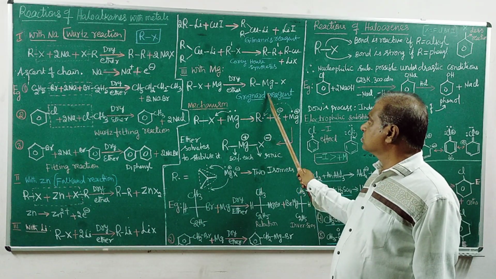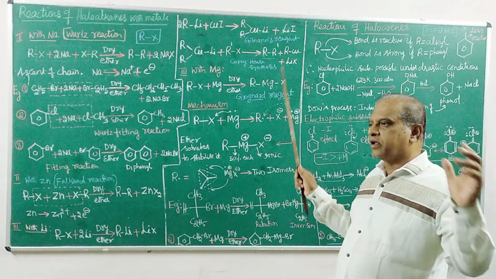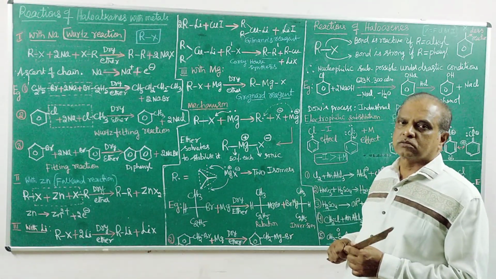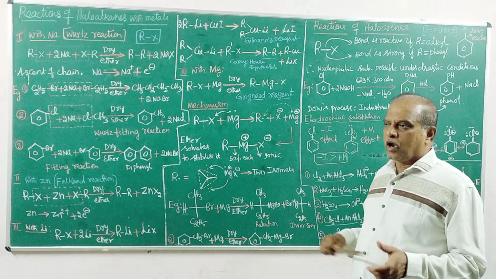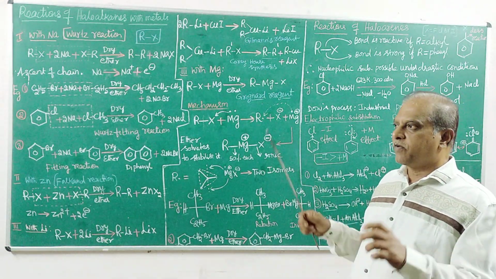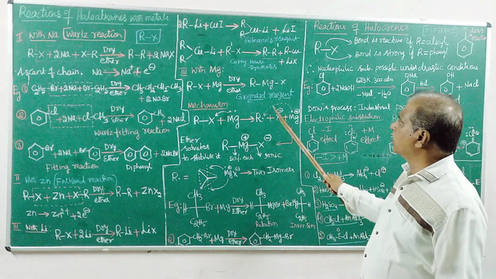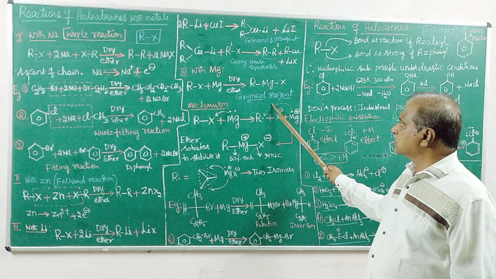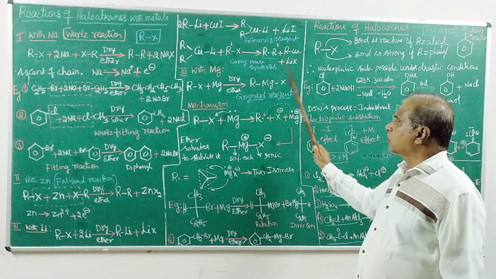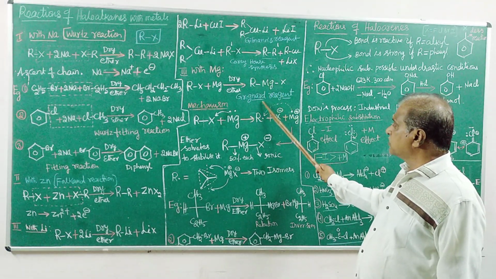Using this reagent, we can synthesize different organic compounds: different types of alcohols, one type of organic compound, different types of aldehydes, another type, and different types of ketones and amines. So a variety of organic compounds we can synthesize using the Grignard reagent by taking different R groups. That is the application of the Grignard reagent. This is the reaction by which we make the Grignard reagent.